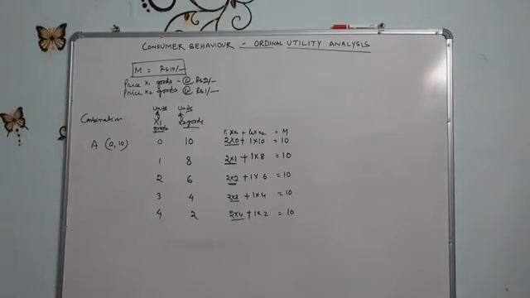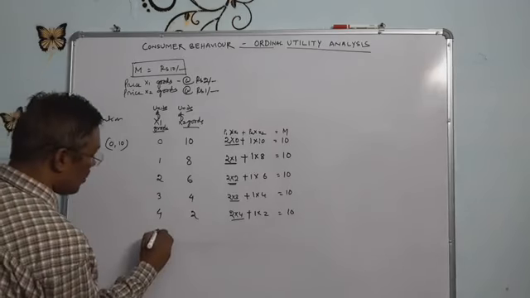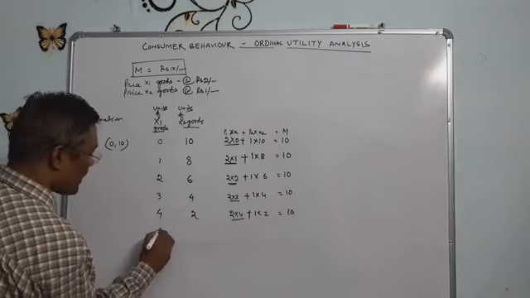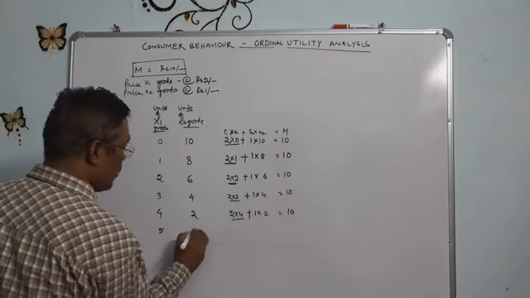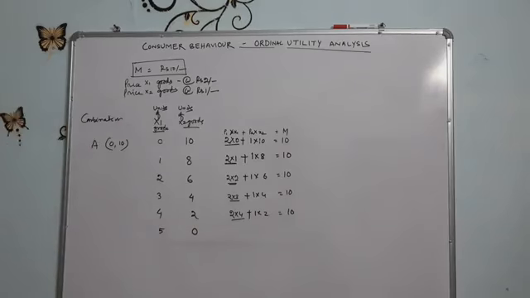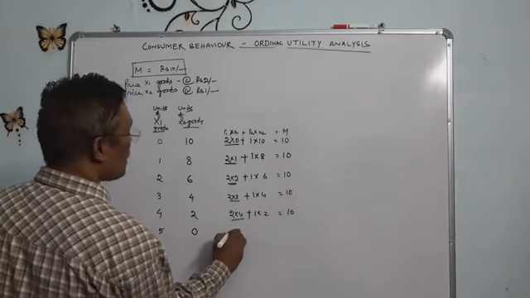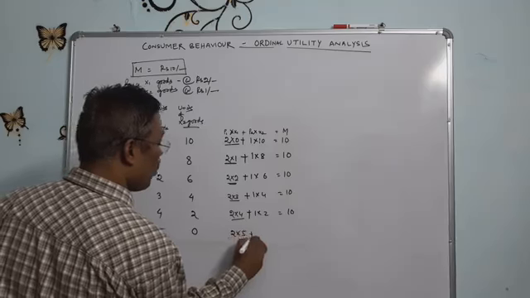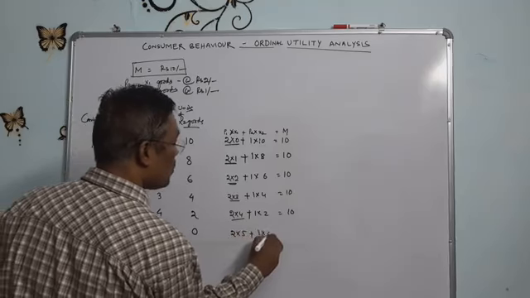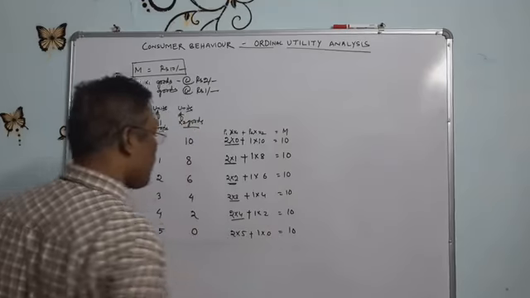And if you spend 10 rupees on good x1 for 5 units, 5 times 2 is 10 rupees already spent, there is no money remaining. So that is 0 units of good x2. That is why we may write the equation here: 2 into 5 plus 1 into 0 equal to 10.